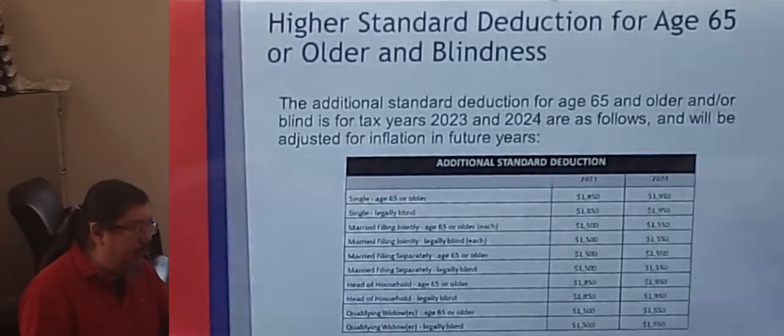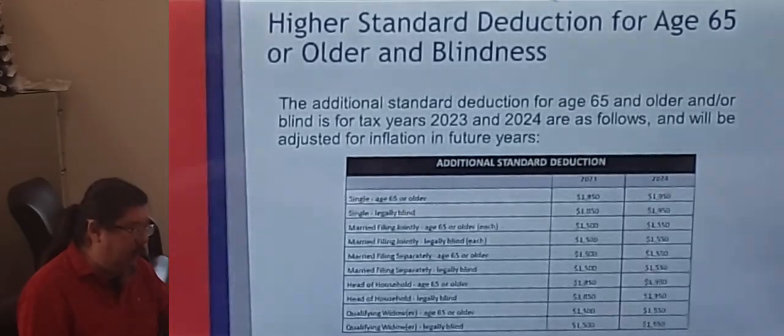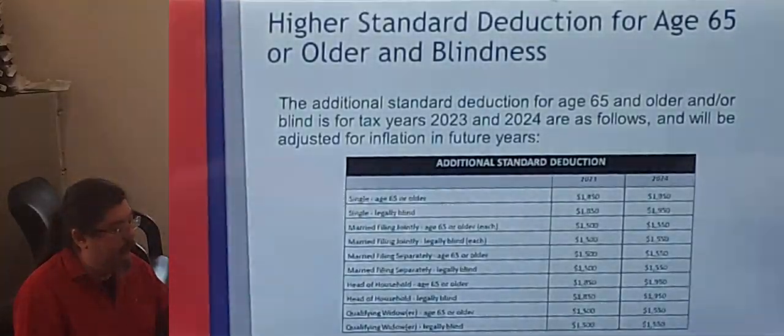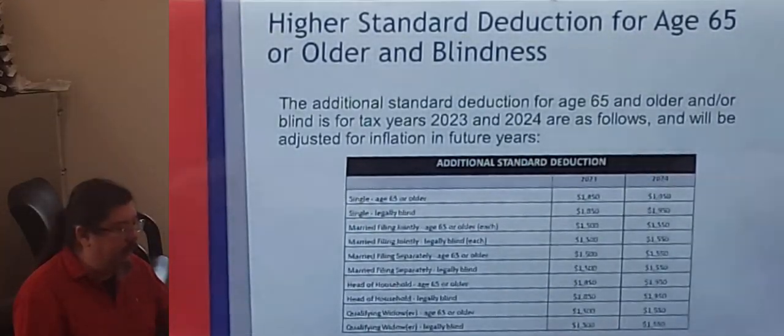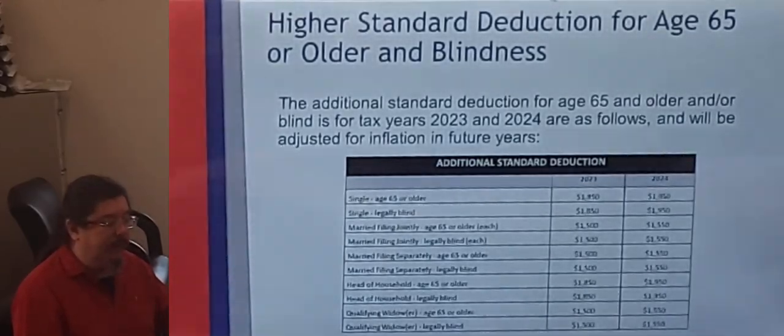Of course, with the single type filing statuses, which are single and head of household, you can only check that box up to 2 times. So you could be 65 or older and legally blind, and then you would get the extra $1,950 twice.